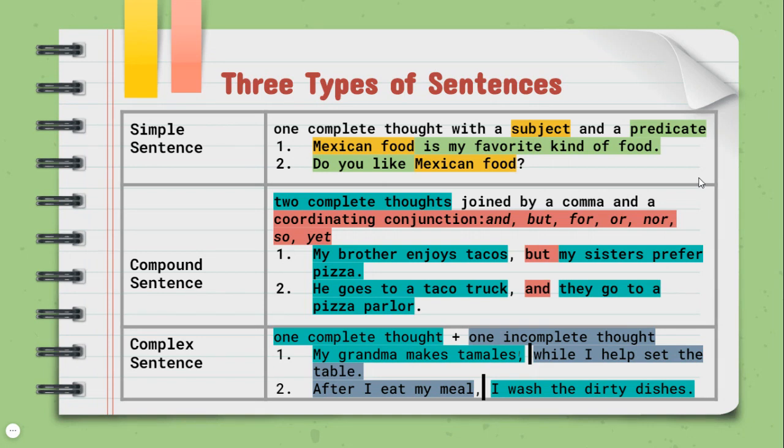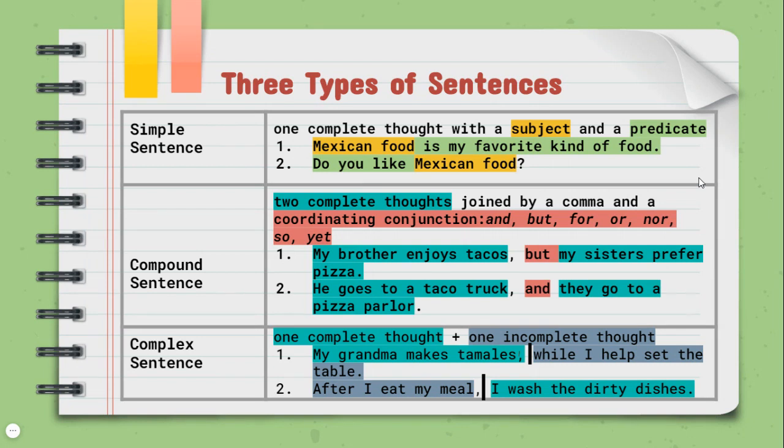The third type of sentence is complex sentence. A complex sentence has one independent clause and one dependent clause. The dependent clause is the part of the sentence that does not express a complete thought and could not stand alone as a separate sentence. Look at the example number 1. My grandma makes tamales while I help set the table.